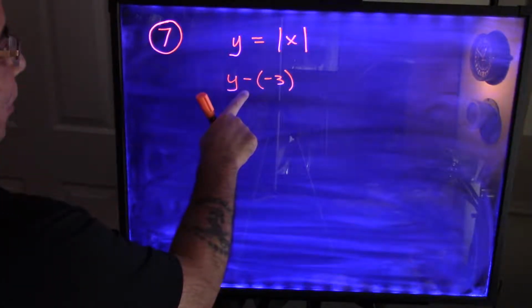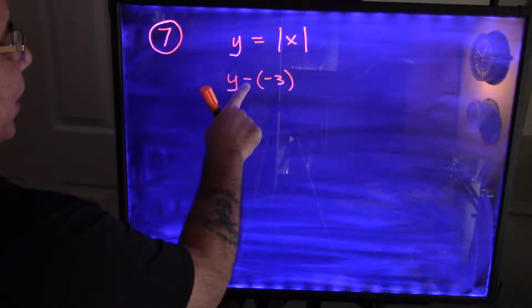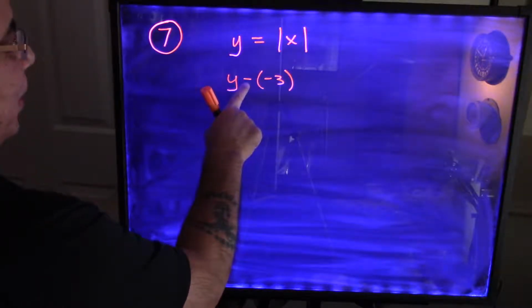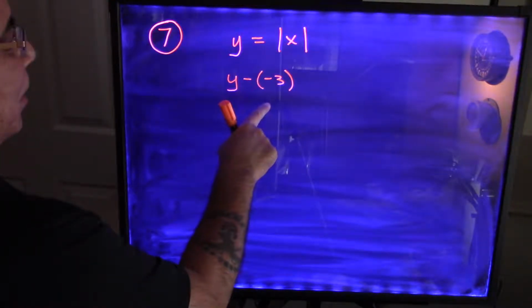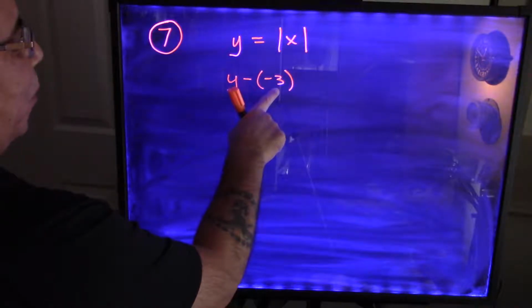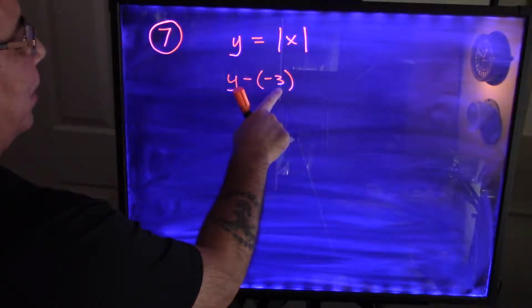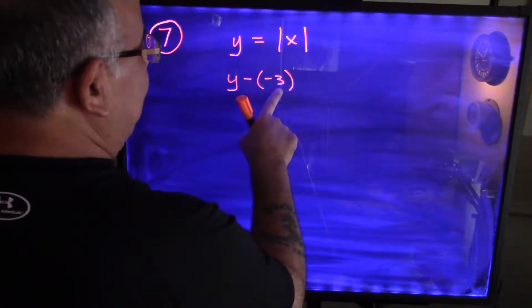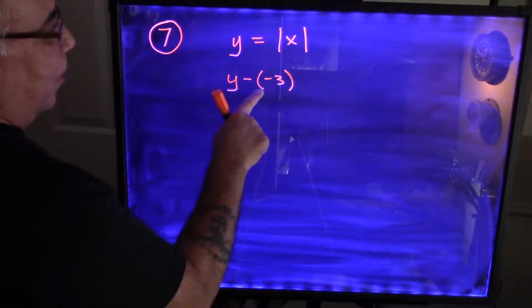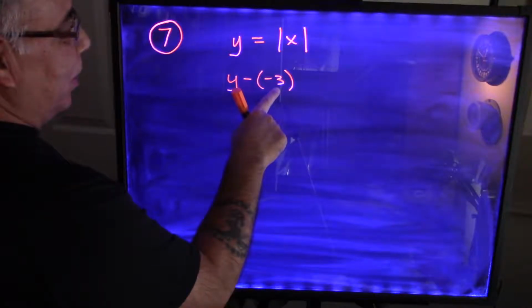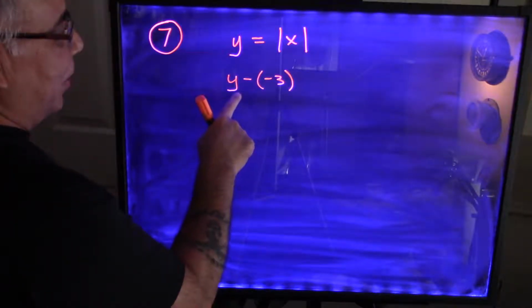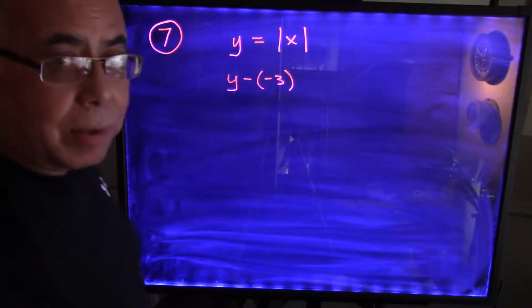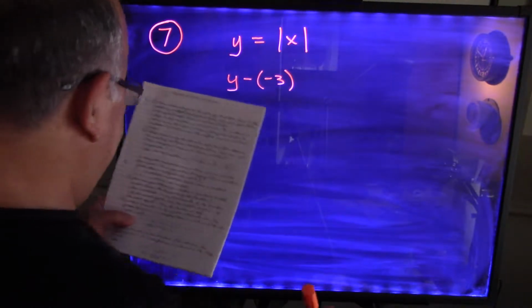y minus negative 3. The way I'm doing this, the minus will always be there. So if that were y minus positive 3, the shift would be up, 3 units up. But since it's a negative 3, it's 3 units down. And I'm thinking up and down because it's next to the y. Think y-axis is vertical.